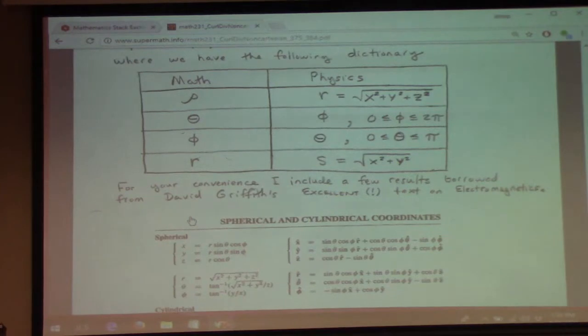Here in physics, here's the dictionary. Math, we use rho. Physics tends to use r. Math uses theta. Physics and engineering tend to use phi in the place of theta. And just to make things extra fun, math uses phi, physics uses theta in the place of phi. And then, of course, not being content to further confuse, math uses r, and physics tends to replace that with s for the cylindrical radius.